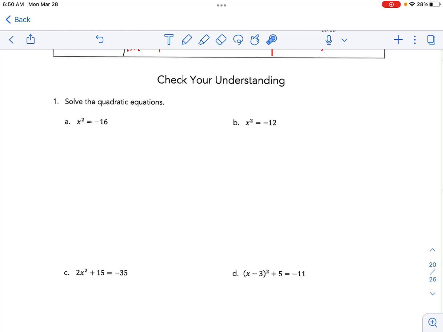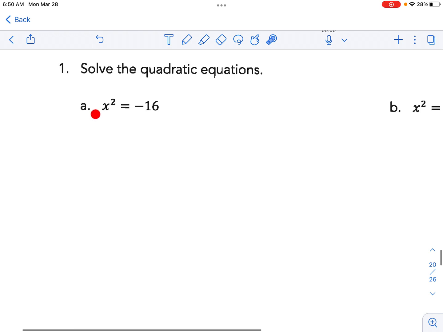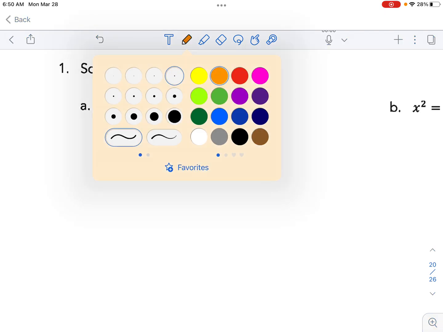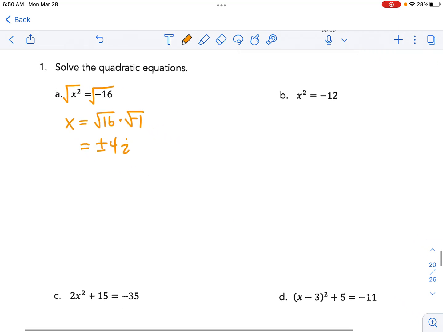So I'm going to do the check your understanding. I'm going to do A and C, and you're going to do B and D on your own. I think these are pretty worthy check your understandings to do. So in A, we're going to square root both sides because we have x squared equals -16. We can use that technique right out of the gates. We get x equals square root of 16 times square root of -1. Square root of 16 we know is plus or minus 4. Square root of -1 is i. So this is plus or minus 4i. So that's your conjugate pair. Okay, so go ahead and pause the video and do B.